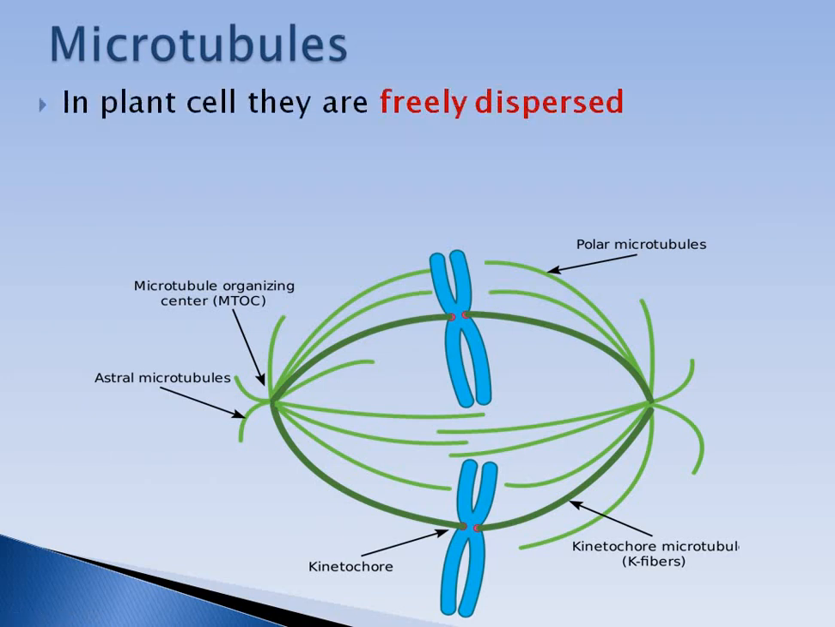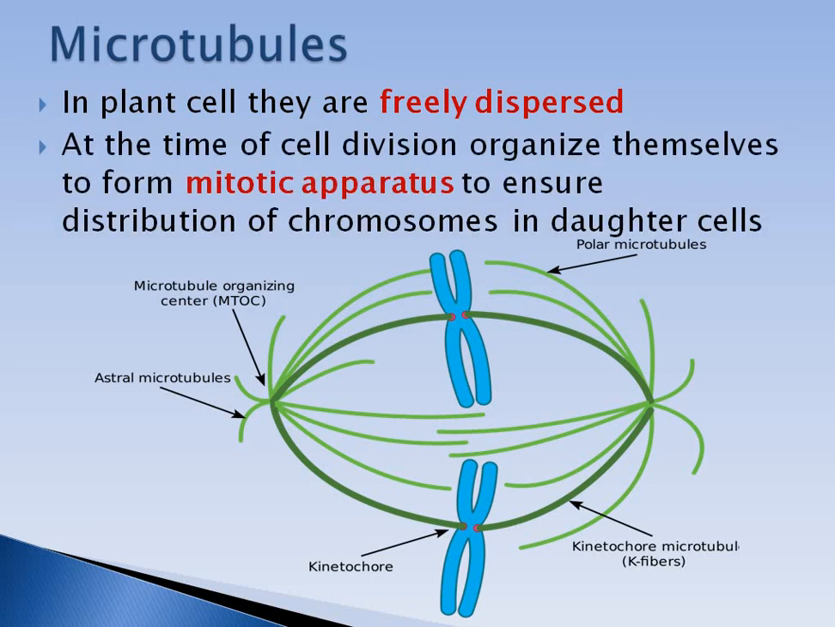Microtubules in case of plant cells are present, freely dispersed in the cytoplasm, and microtubules also help in the formation of mitotic apparatus. Mitotic apparatus is that which helps in the attachment of chromosomes and then in the movement or distribution of chromosomes to the daughter cells.